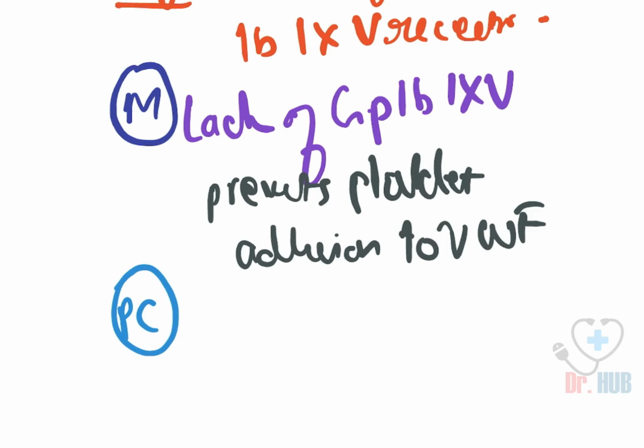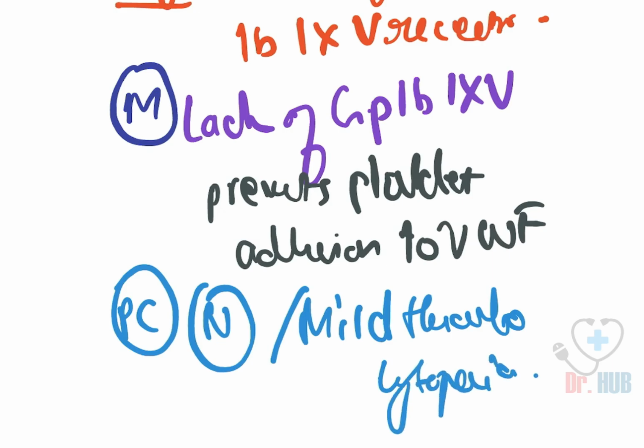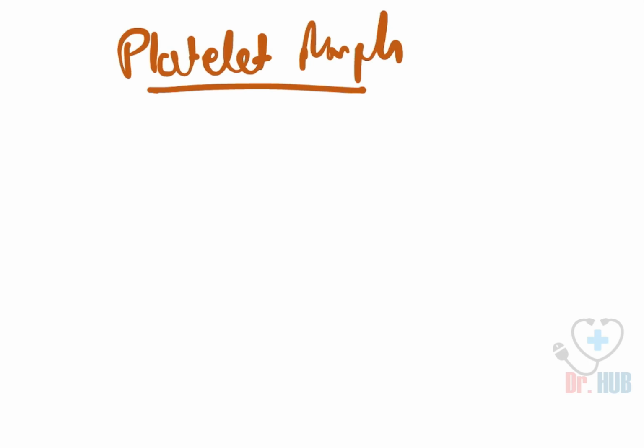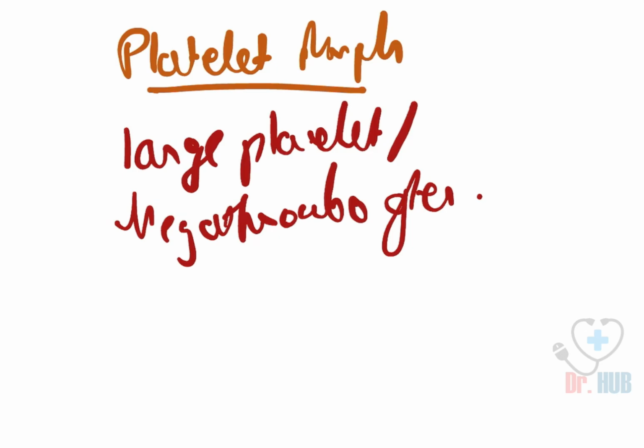Next, we are looking at the PC, that is the platelet count. Platelet count remains normal, as well as there is mild thrombocytopenia. Next, we move on to the platelet morphology. In case of the platelet morphology, there is presence of large platelets, as well as megathrombocytes, and they have presence of the dense granules.